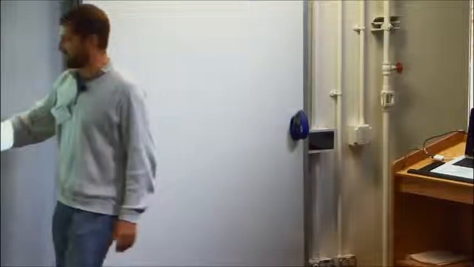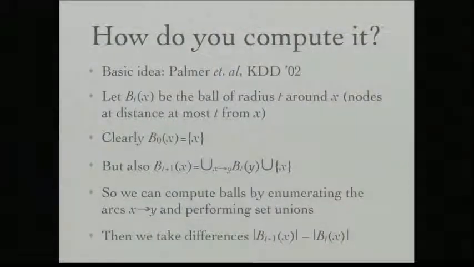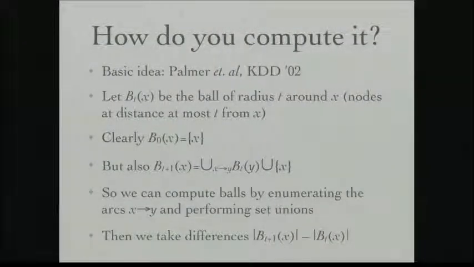Once we have this in sequence, we can just take these differences, and these will be our nodes at distance t. We want to compute balls because we want to know the size of the balls, because we want to take differences, because this will give us the number of nodes at distance t, and from the nodes at distance t, we can do distance distributions, we can do harmonic centrality, and also a lot of other things.